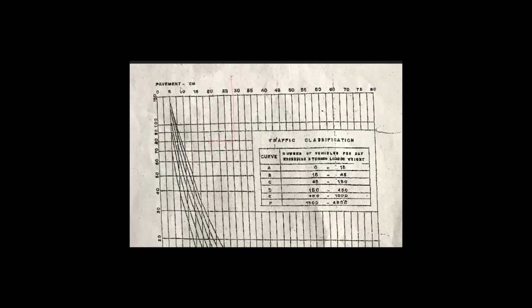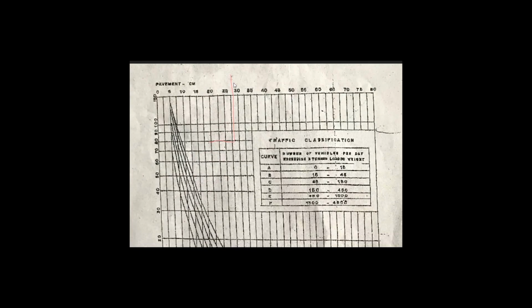So if we trace that to that point, let's trace that again. We trace it from 30 to curve F, and then at this point we simply draw a vertical line upwards. If we look at this upper portion, what can we see here? We can see pavement thickness in centimeters, which is the different thickness above layer.